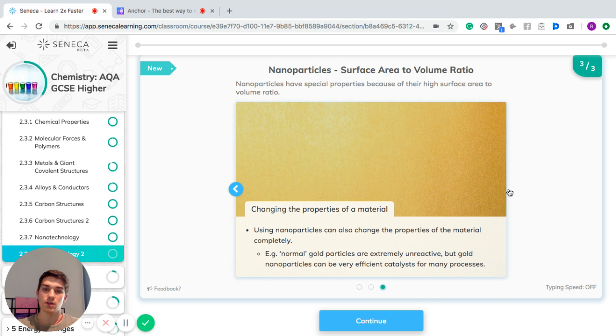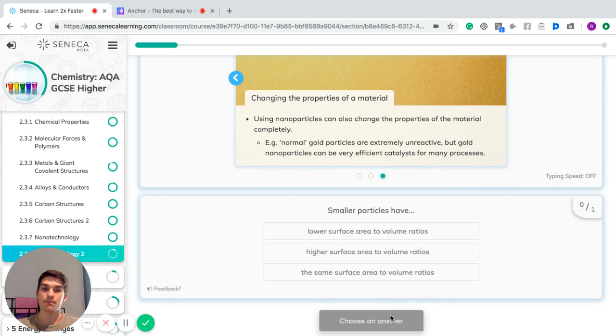So if you think of normal gold particles, gold is very precious and it lasts a very long time because it's very unreactive. But when gold becomes a nanoparticle, it becomes an incredibly efficient catalyst for many processes. So it behaves very differently.